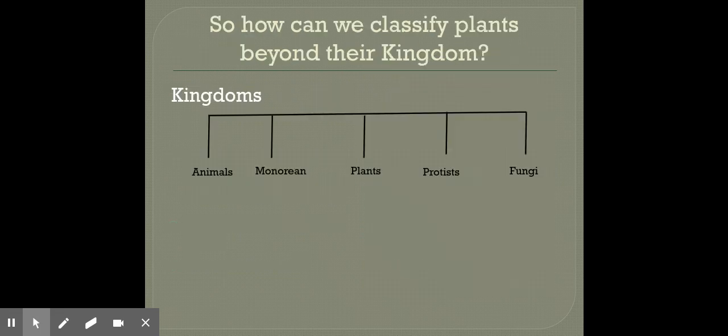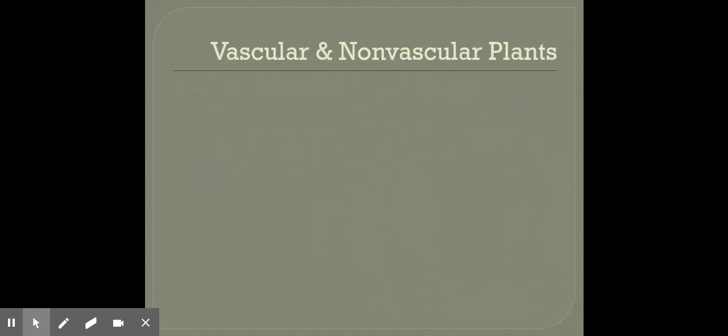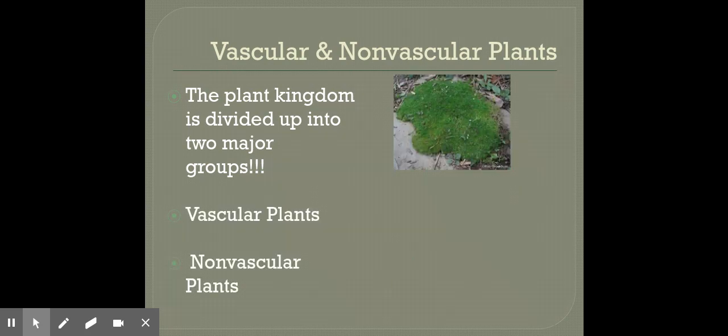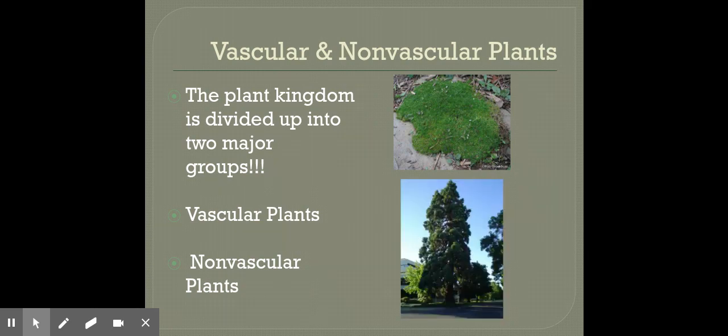So, how do we classify plants beyond their kingdom? We know that we're talking about the plant kingdom, but there are two classifications below that that we're going to discuss. There's vascular plants and non-vascular plants. The plant kingdom is divided up into two major groups, vascular and non-vascular. This first picture is non-vascular, and this second picture is a vascular plant. Do you notice anything different?